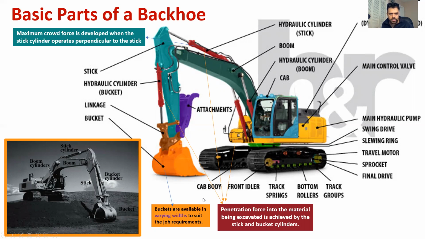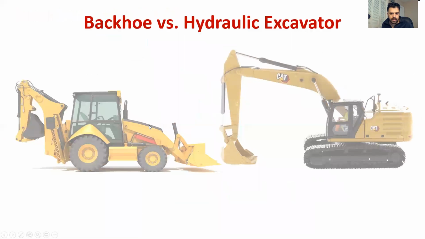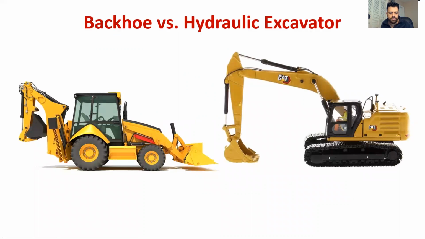Okay, so these are the general explanations. One thing that is important is to know the difference between a backhoe and a hydraulic excavator. Looking at this, you can easily tell that it is a backhoe, but sometimes this part is detached and you only have this part. So in that case, it looks like a hydraulic excavator.